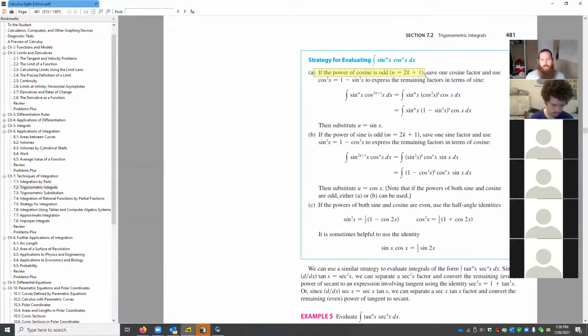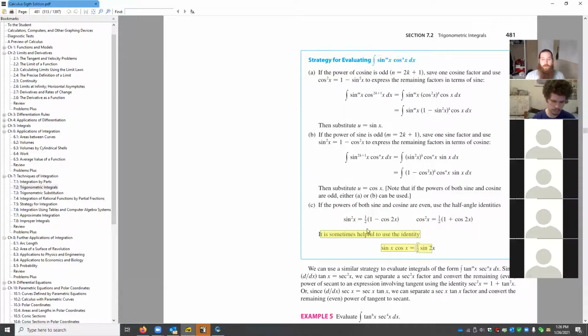If the power of cosine is odd, and I say you can write it as 2k plus 1, then you're going to save one copy of cosine with the differential and use the Pythagorean identity to express the remaining terms in terms of sine, and then substitute for sine. If the power of sine is odd, then you'll set one copy of sine aside with the differential, rewriting the remaining ones as cosines and substitute for cosine. So this is the first case. And then if both are even, cross your fingers, use these identities and get out the algebra hammer.